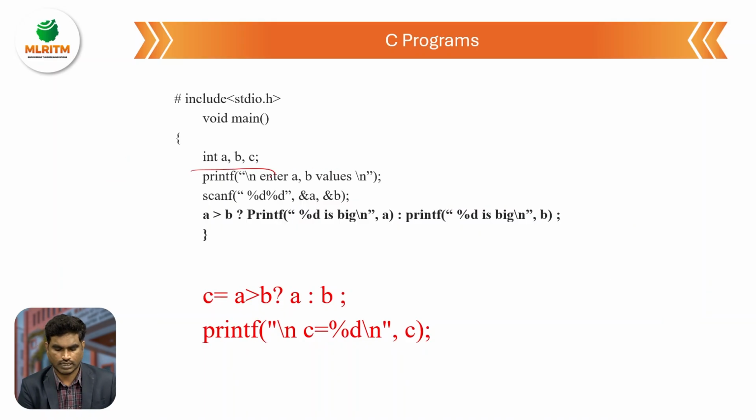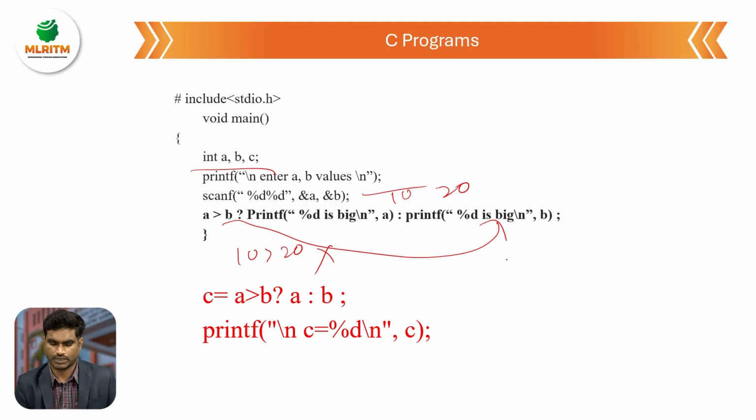Here, we are declaring the A, B, C values. After declaring, we read those values. After reading, for example, A value is 10, B value is 20, 10 greater than 20. Condition false. So, we print expression 3. What is our expression 3? Percentage d is B. B value is 20.